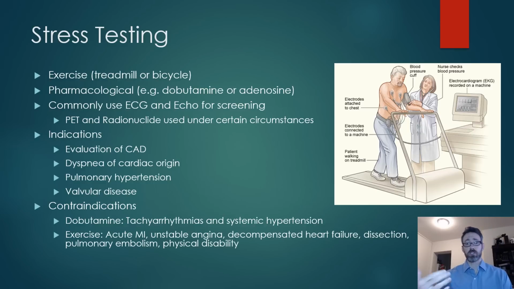Now they can exercise or they can do something pharmacologic. So for example, in some cases, some patients are not going to be able to do any kind of exercise, maybe because of their body habitus. They may have an amputation, for example, or something else that precludes them from being able to exercise. And so you can do it pharmacologically by using something like dobutamine, which would stimulate the sympathetic nervous system, similar to exercising. Or you can use something called adenosine. Adenosine is actually more preferred.